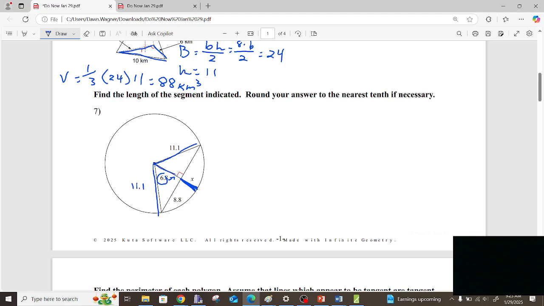And also, this whole thing has to be what? 11.1. So how would I find this little piece if the whole thing is 11.1 and from here to the chord is 6.8? Just subtract. So 11.1 minus 6.8 is what? 4.3. And it doesn't have a unit, so I'm going to just put a U for units. Questions? Concerns? Test tomorrow? Yes?